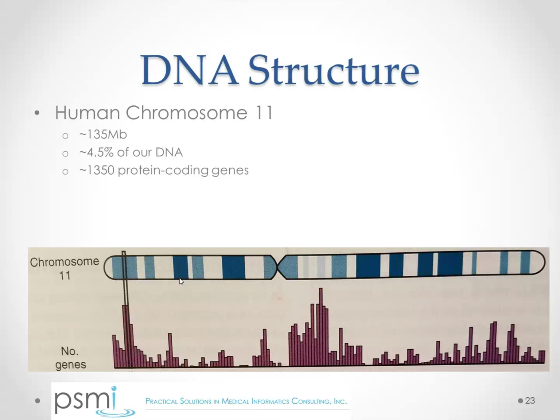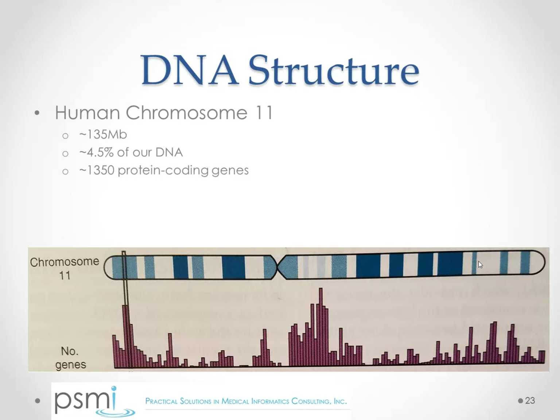We have no idea what it does, but there's probably a gene right here. If you look around on chromosome 11, just like any other chromosome, you'll find that the genes are not randomly distributed. The distribution is not uniform. What you'll find is that there are gene-rich and gene-poor areas.